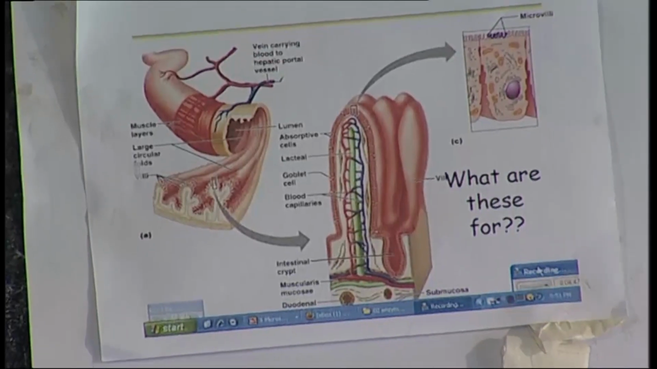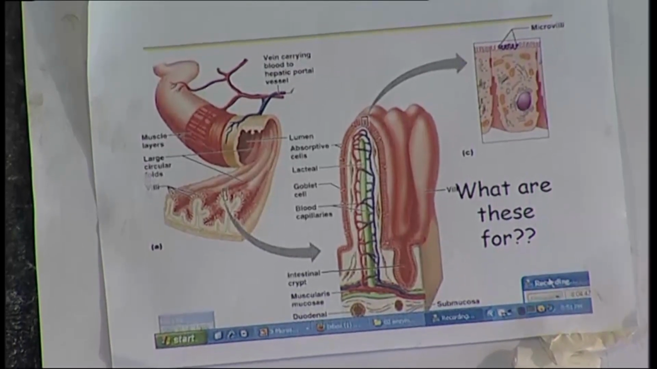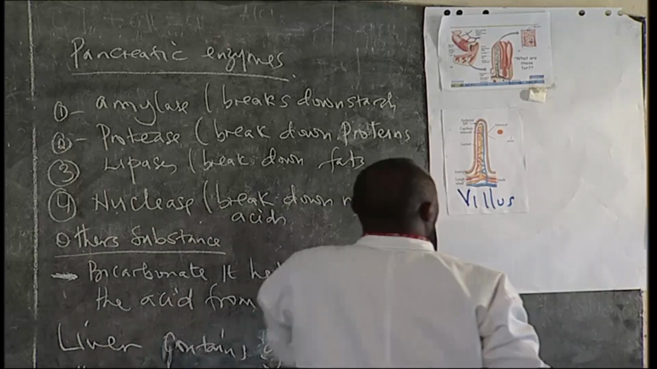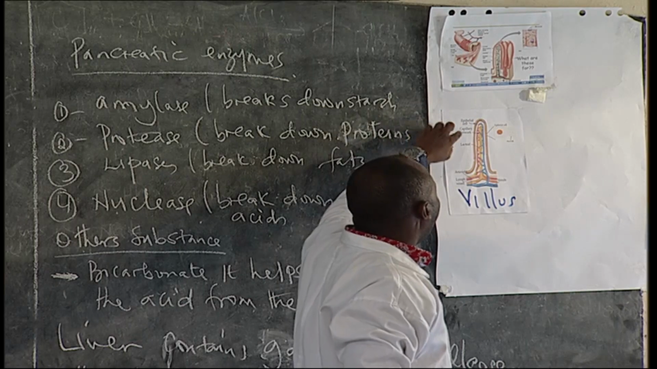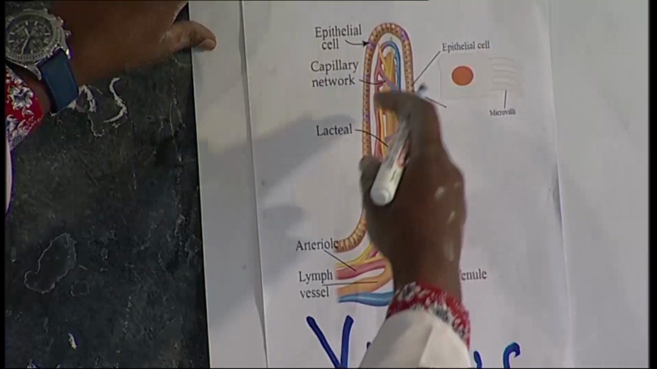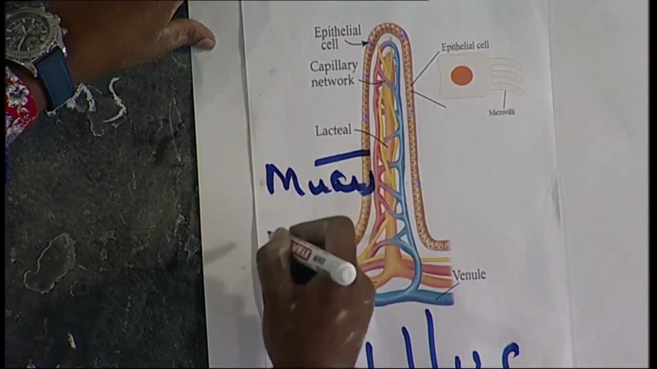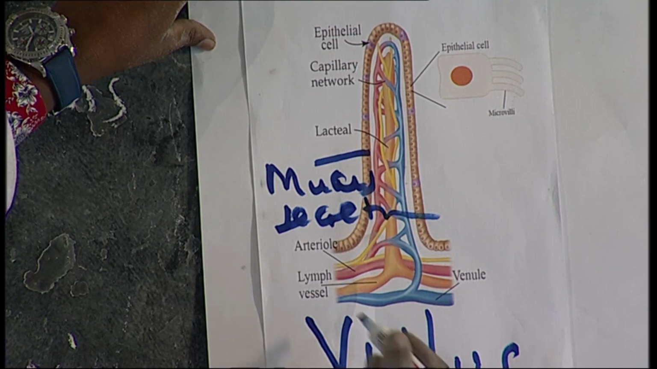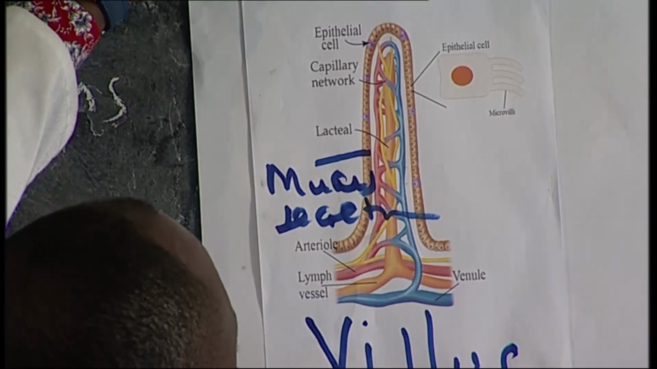We have another diagram showing the detailed structure of a villus. This one is a villus. As you can see, the villus is made up of very many parts. We have epithelial cells, blood capillary networks, and mucus-secreting cells. We have lymph vessels, arterioles, venules, and so on. So this is the internal structure of the villi.